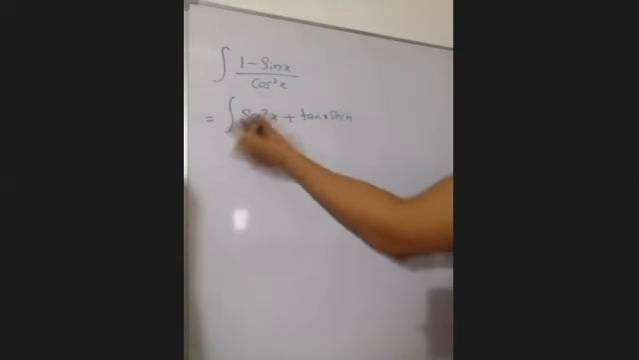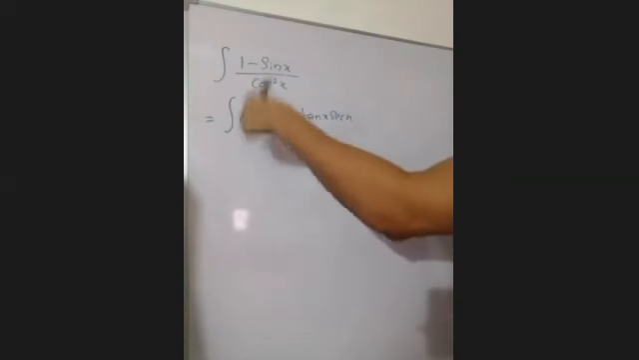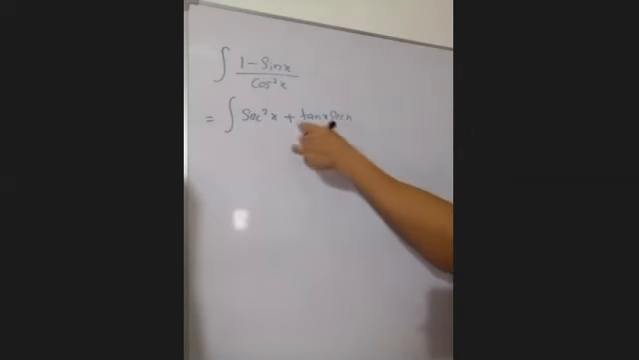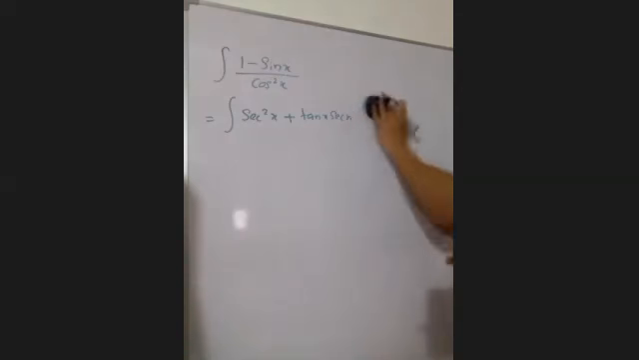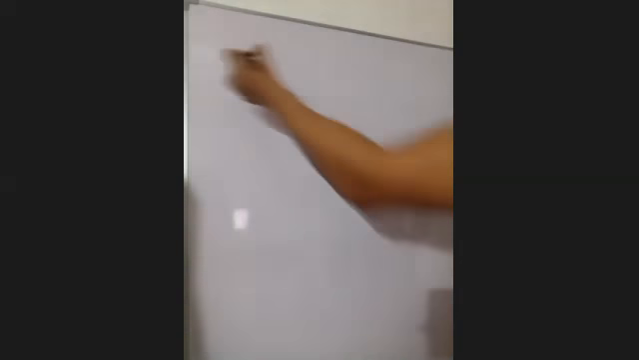After that, the integration of sec squared x is tan x, and the integration of tan x sec x is sec x. So you can get that answer. We need one question related to that.